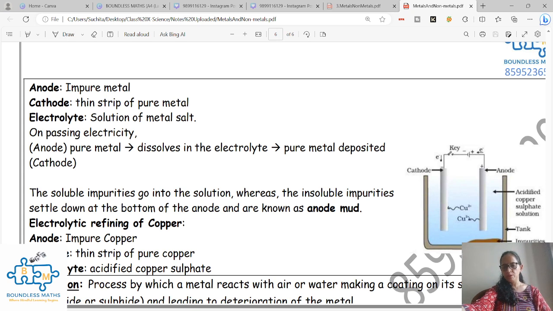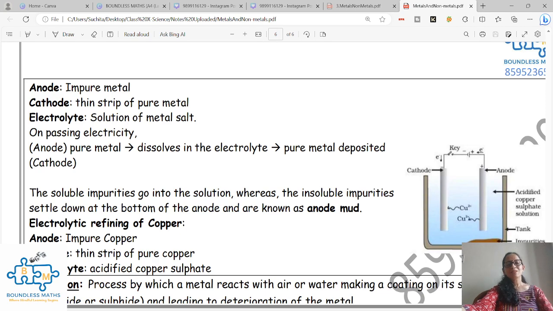So what happens is that from the anode, the ions of the metal get dissolved into the electrolyte, and from the electrolyte, these ions get deposited at the cathode. So at the cathode, we have the pure form of the metal getting deposited, and whatever impurities were there at the anode settle down in the form of anode mud.